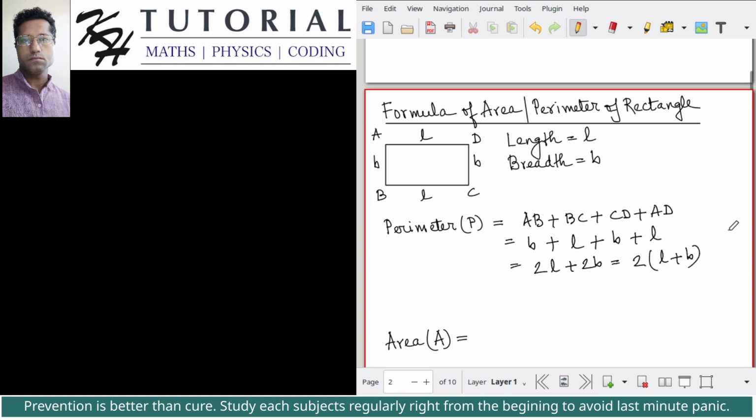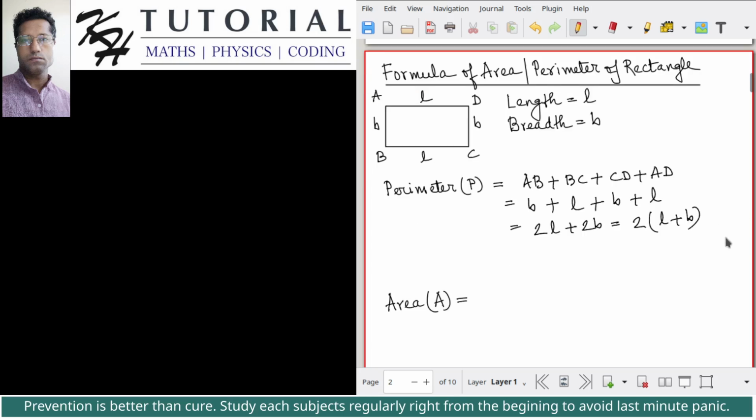So 2 into length plus breadth is the perimeter of a rectangle, where small l is the length and small b is the breadth. Small l represents the length of the longer side, and the small b represents the length of the breadth, that is the smaller side.